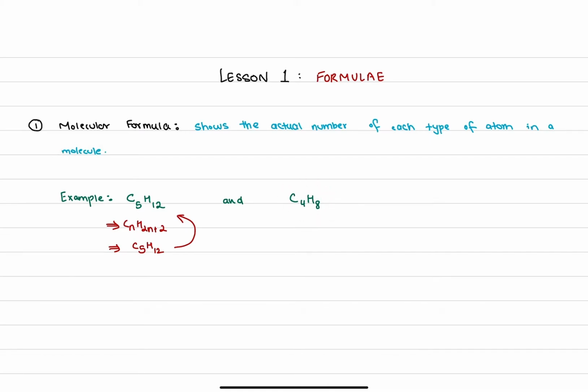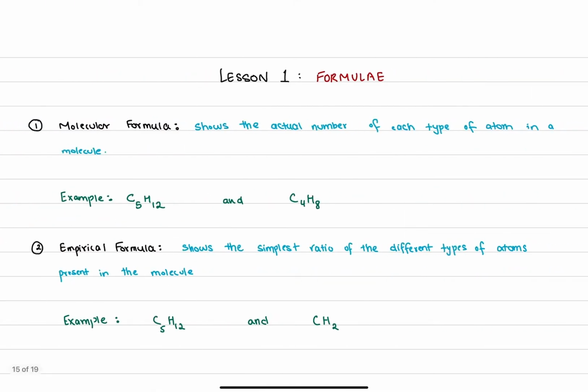Similarly, this is butene. I hope you know the formula for alkenes as well, CnH2n, right? So in alkenes, but basically means 4 carbons. So plug 4 in there, you will get C4H8. So now you can clearly see that in our actual molecule of butene, we have 4 carbons and 8 hydrogens. So this is basically our molecular formula.